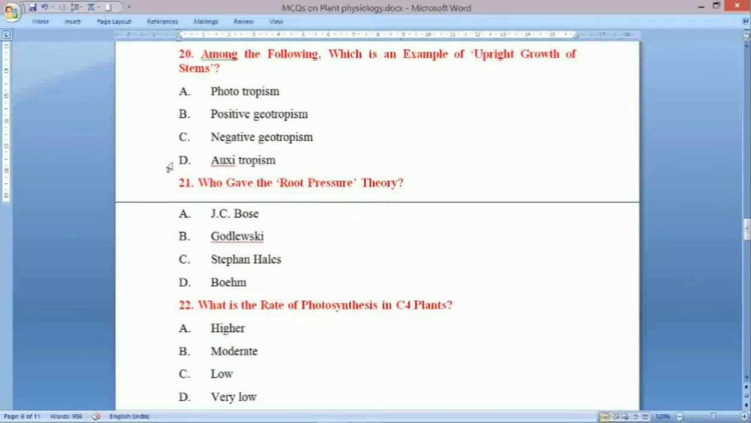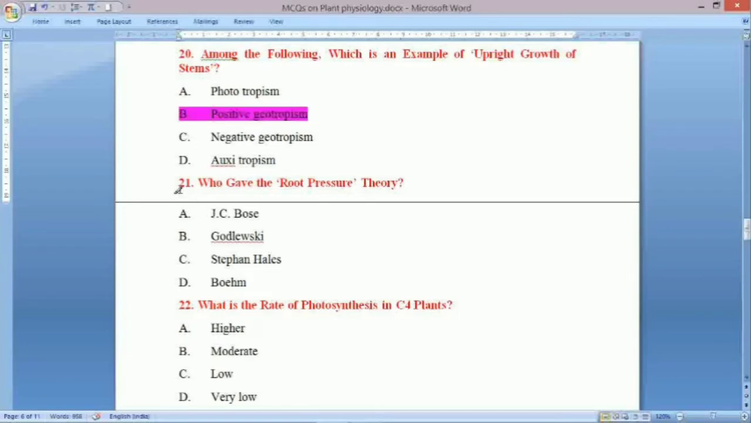Next question, question number 20. Among the following, which is an example of upright growth of stems? Option A, phototropism, B, positive geotropism, C, negative geotropism, and D, auxetropism. And here the right answer is option B, positive geotropism.